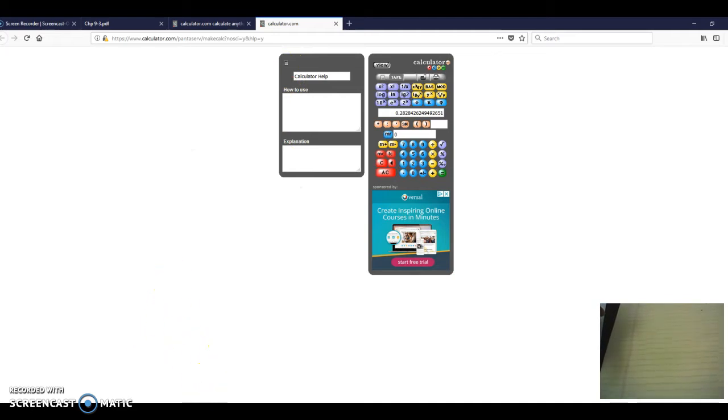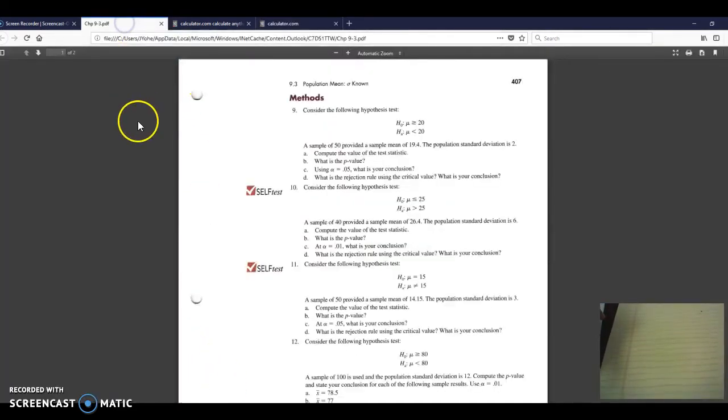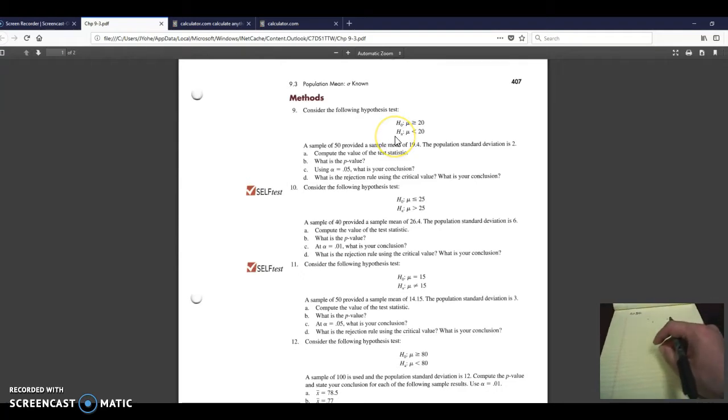All right, so if we go over here to chapter 9.3 under methods, it says consider the following hypothesis test. H naught, the mean is greater than or equal to 20. I'm sorry, I said 0. The mean is greater than or equal to 20. The alternative is that the mean is less than 20. We have a sample here that we've taken, and we've got 50 observations in that sample, so n is equal to 50.